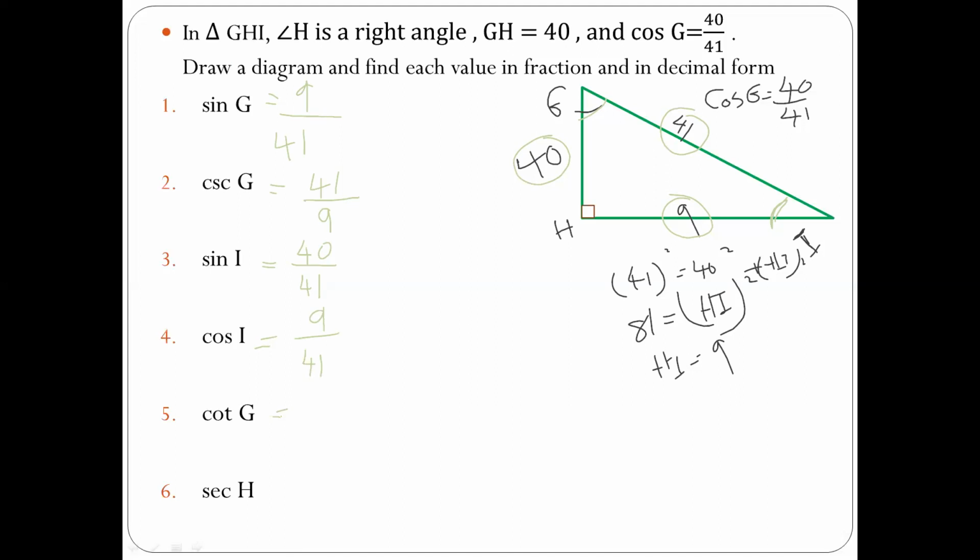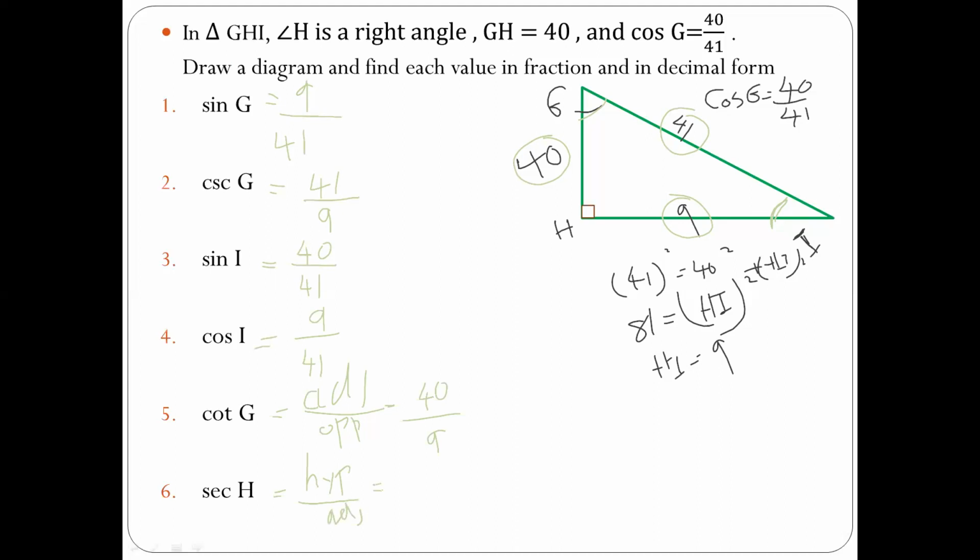Cotan G now. Cotan is adjacent over opposite. What is the adjacent of G? It is 40. What is the opposite of G? It's 9. The last one, secant H. Secant is 1 over cosine H. Since it is 1 over cosine, it is hypotenuse over adjacent.